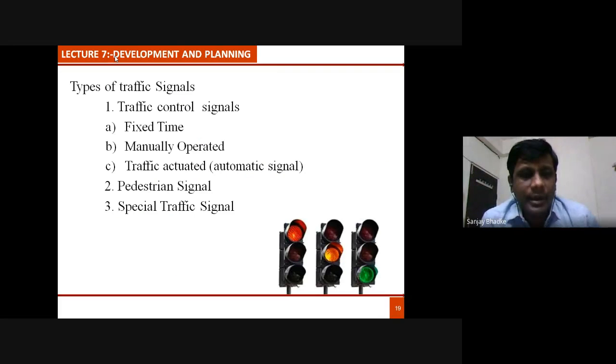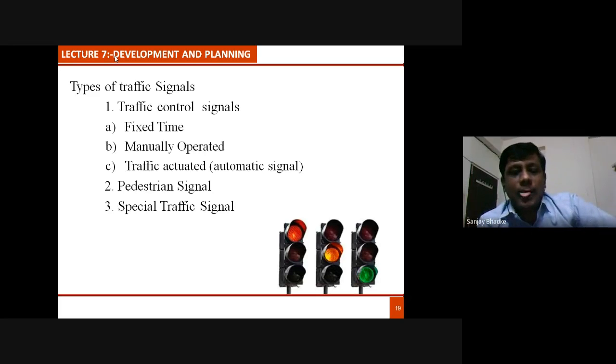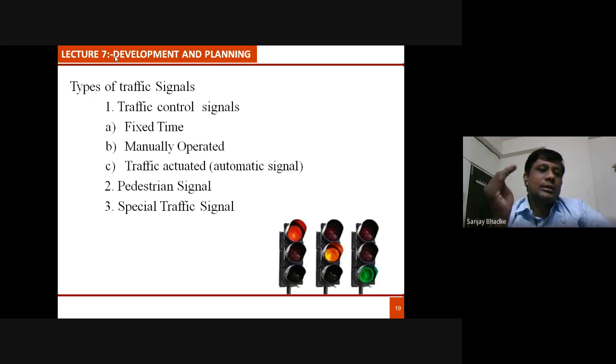Then how are these types of traffic signals classified? They are classified as fixed type signal, manually operated, pedestrian signal, and specific traffic signal. Some are called automatic signal. So these are the various traffic signals which we normally use. You can note all these things, traffic control signals.